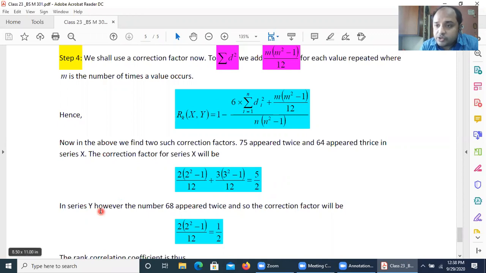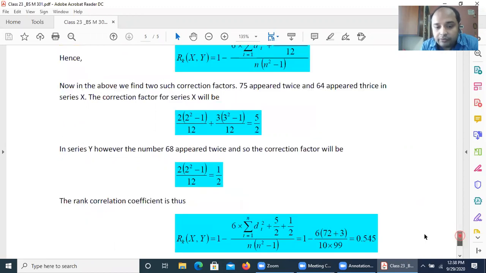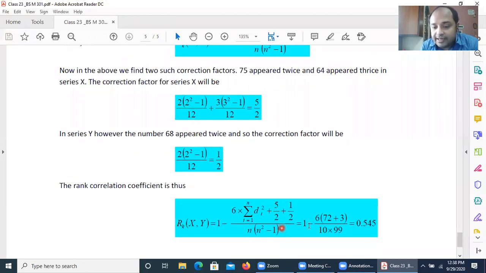If we go to series Y, the value 68 repeated itself twice, and this is the only value which repeated itself, and the correction factor would be 2 into 2 square minus 1 by 12. So we have got actually two correction factors, one for the series X, which is 5 by 2, another for series Y, which is half. And after getting all of this, I'm putting the values over here like this.